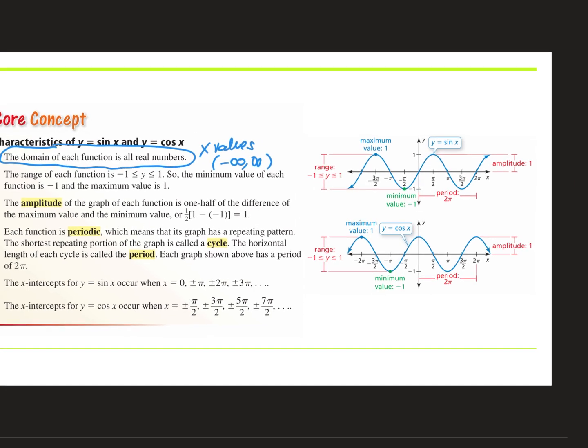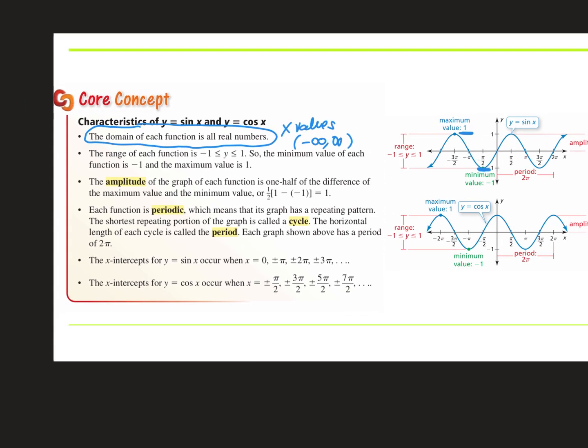The range of the parent function is the highest it goes is positive 1, the lowest it goes is negative 1. It's your minimum and maximum value of the parent function. That'll change, but for the parent function the highest it goes is 1, the lowest it goes is negative 1. And it keeps going back to the x-axis. At some point, it always goes back through the x-axis.